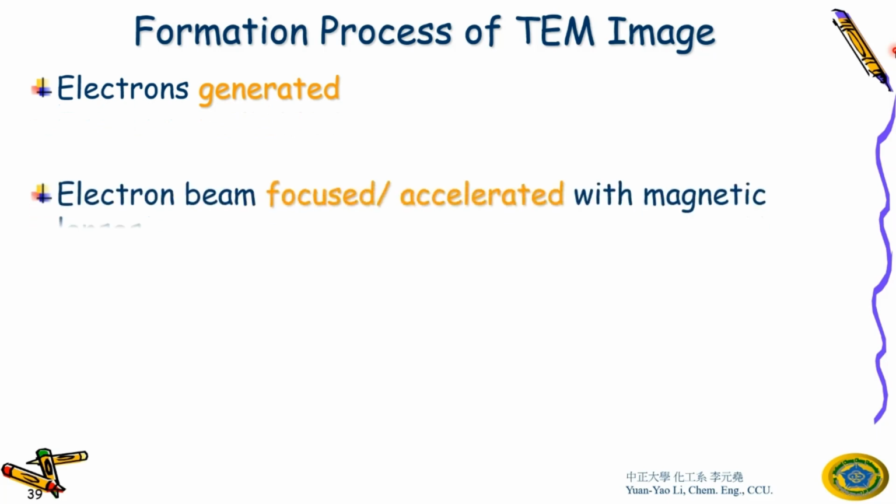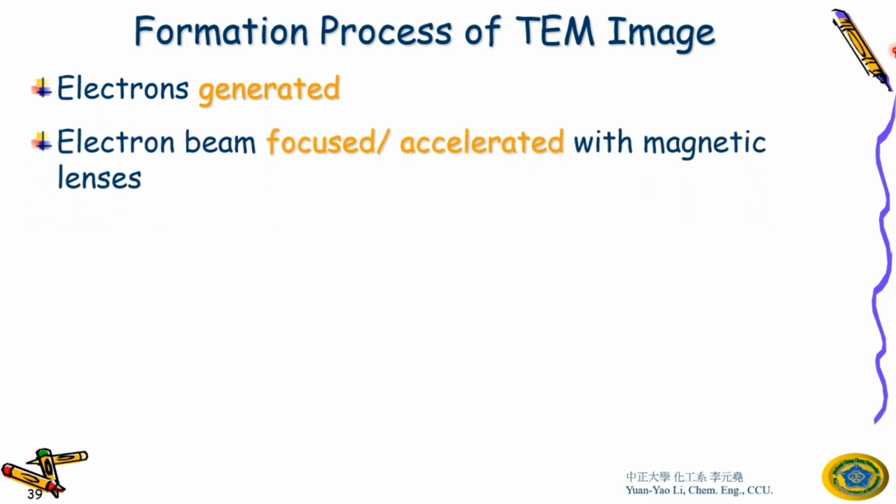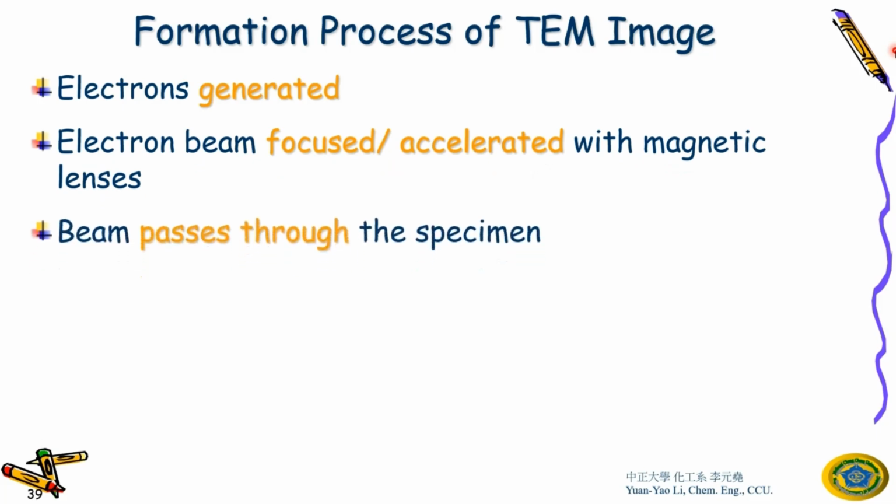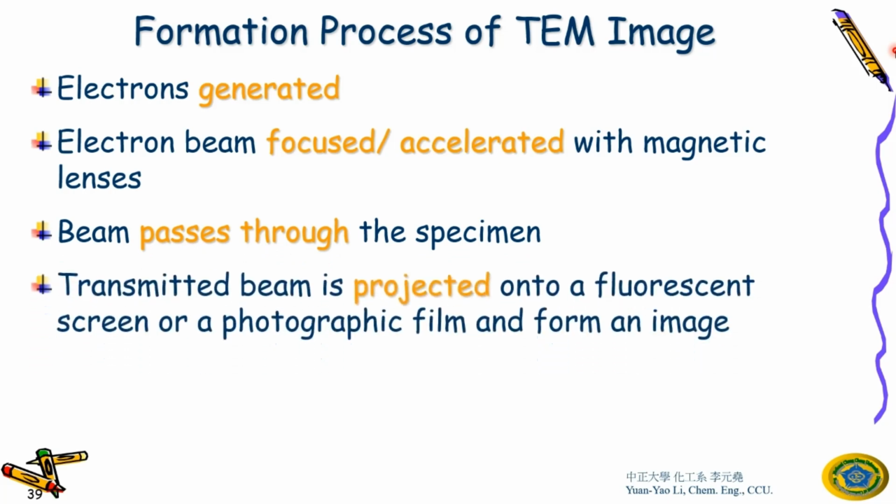And the formation process of the TEM image is that, again, you generate an electron beam, and then the electron beam will focus and accelerate or decelerate with the magnetic lenses, and the beam passes through the specimen, and the transmitted beam is projected onto a fluorescent screen or a photographic film and forms an image.